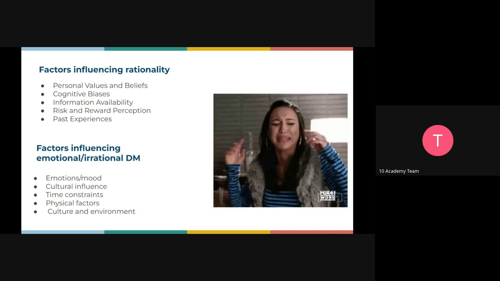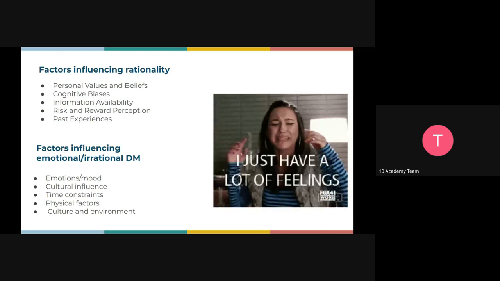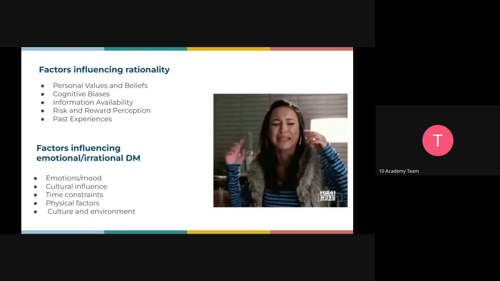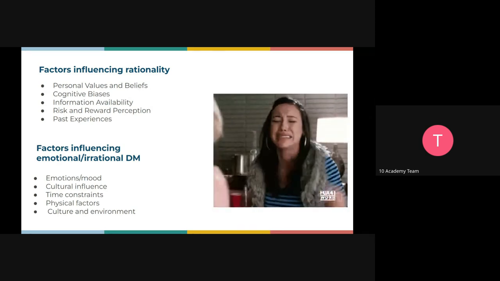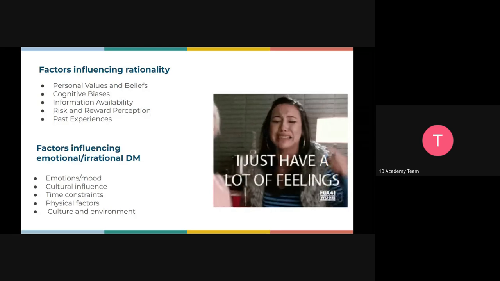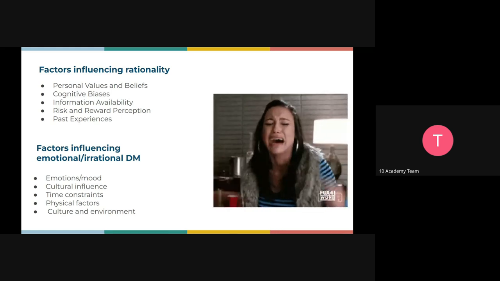Then there's the other side, which is making decisions based off of emotions, or sometimes irrational decision making. So the most basic one is emotions and moods. Sometimes strong emotions, or sometimes if you have fluctuating moods, can override that rational thinking, which is what you need to have when making business decisions, and that can lead you to make impulsive or emotionally charged decisions as opposed to making rational decisions based off of reason.